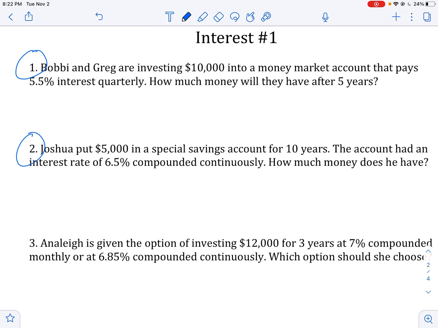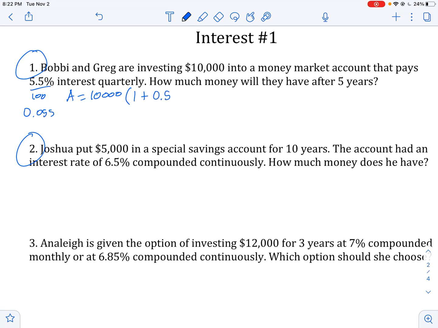Bobby and Greg are investing $10,000 into a money market account that pays 5.5% interest quarterly. How much money will they have after 5 years? We're going to use our formula. The amount equals the principal, which is $10,000. Then we have 1 plus our interest rate, which is 5.5 as a decimal. We take this and divide by 100, because percent means out of 100. That gives you 0.055.